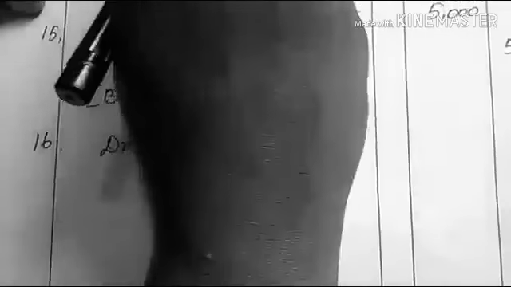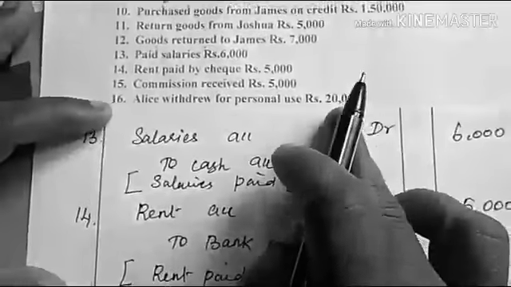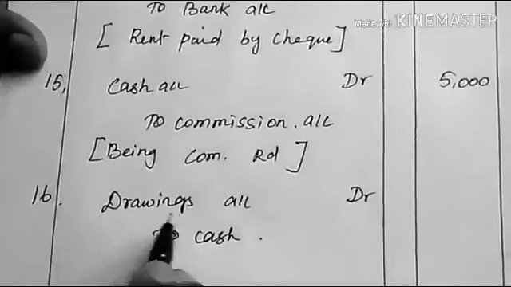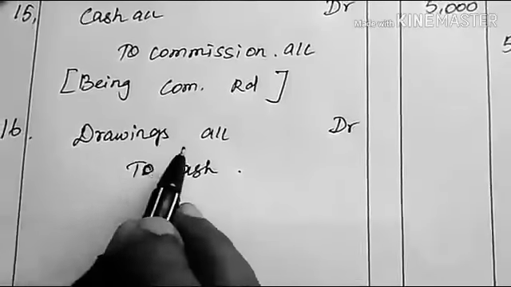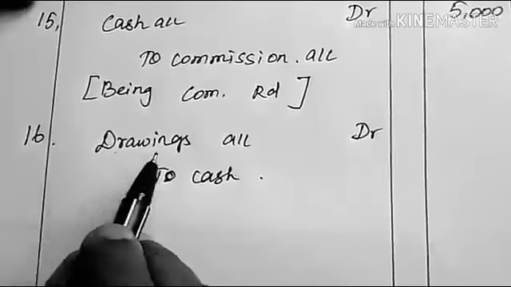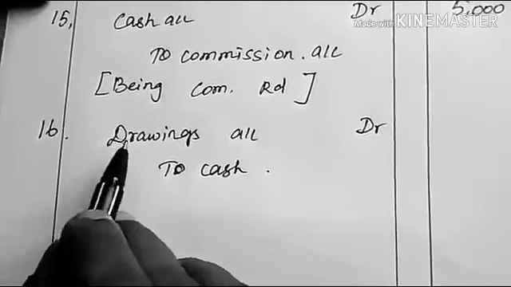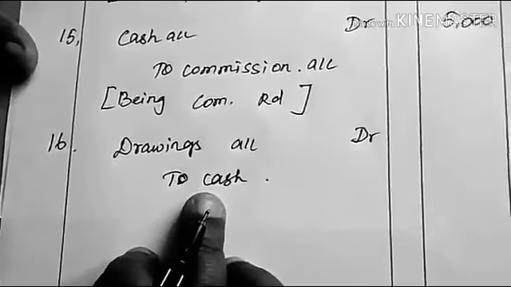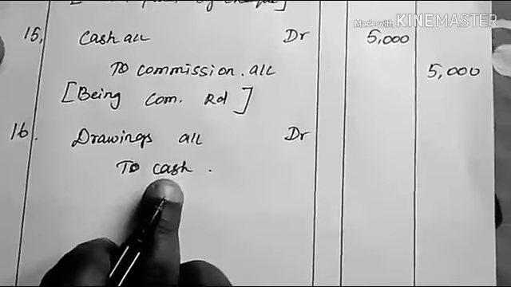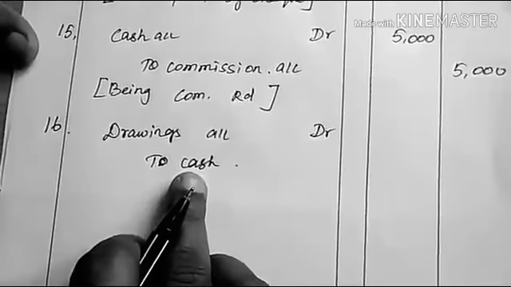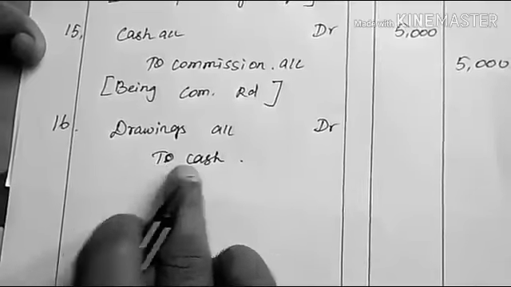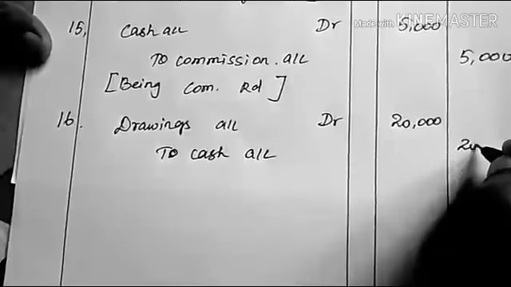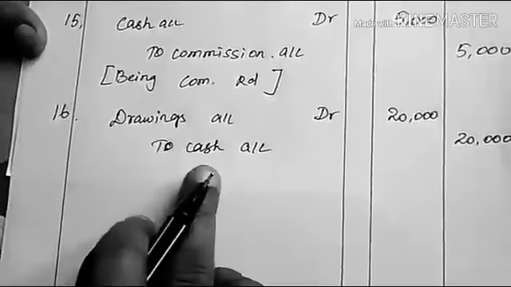See, Alice withdrew 20,000 rupees for personal use, no? So she withdraws some amount from business for her personal purpose. So drawings. Drawing is a personal account. Personal account rule is debit the receiver. So Alice drawings. Alice withdraws amount from business, no? So debit drawing account and to cash. Because when you withdraw any amount from business, cash goes out from the business. Real account rule is debit what comes in, credit what goes out. So it goes out, no? So credit cash account. How much? 20,000. If in case of check, drawing account debit to bank.